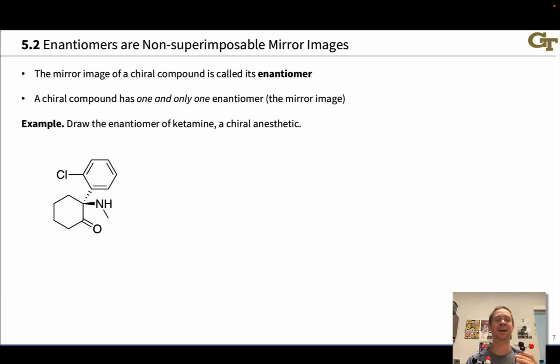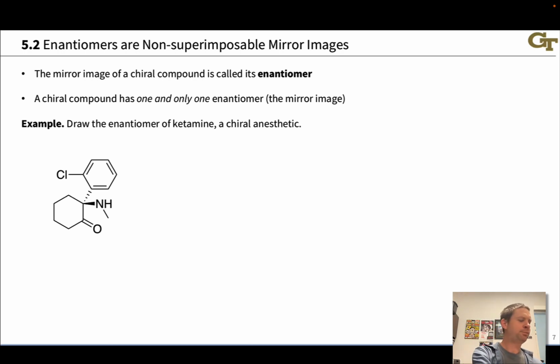And so just like there are only 2 possible hands for a given shape of a particular hand, right? There's a right hand and a left hand, and that's it. There are only 2 molecules in an enantiomeric pair, and a given molecular compound has one and only one enantiomer, the mirror image of that compound.